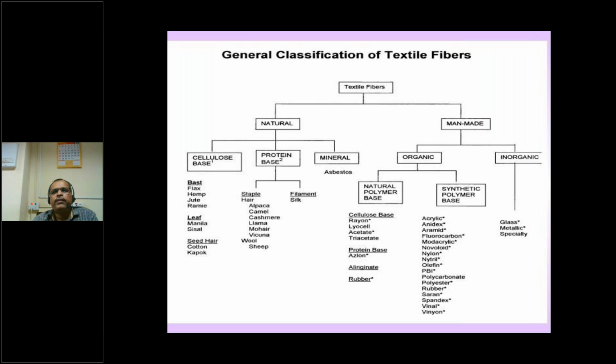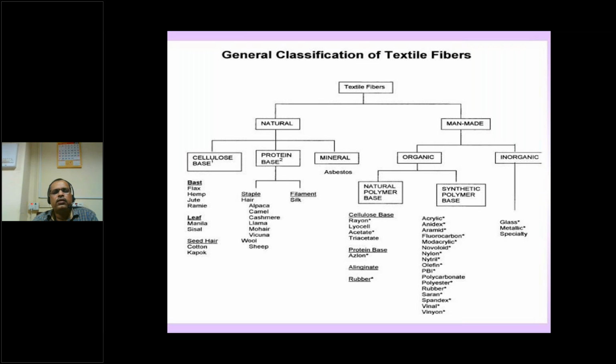Another group of fiber is the man-made. Man-made is again divided into organic and inorganic. Organic is again natural polymer base and synthetic polymer base. Natural polymer means the polymer we get from nature. That is cellulose base, that is rayon. Rayon fiber is the regenerated natural fiber, which we make from the wood pulp or cellulose obtained from the plants. Then protein base is azlon fibers.